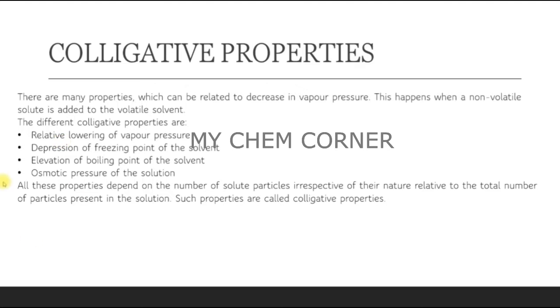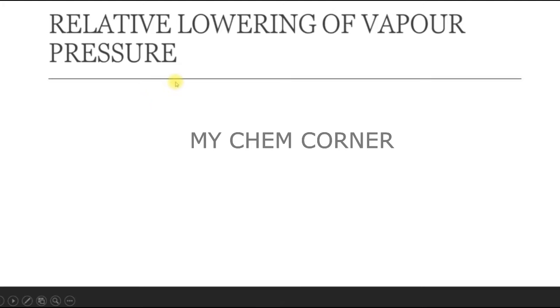In this video we are going to cover the first two types of colligative property, which are relative lowering of vapor pressure and depression of freezing point. Now the first one is relative lowering of vapor pressure. Where does this decrease in vapor pressure come from? It all starts from Raoult's law.